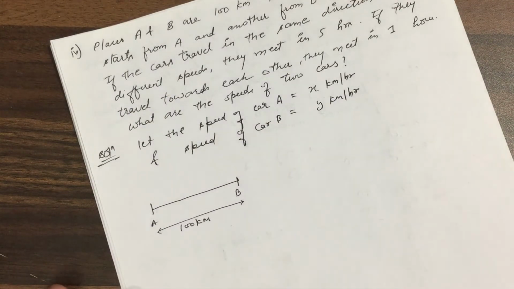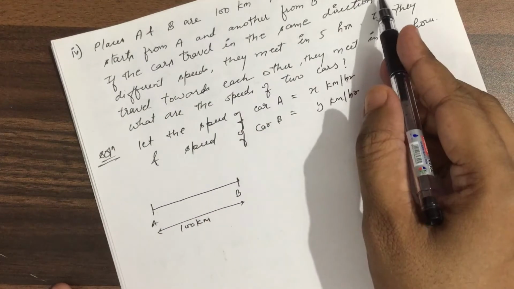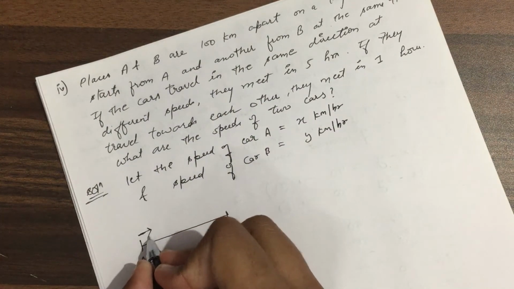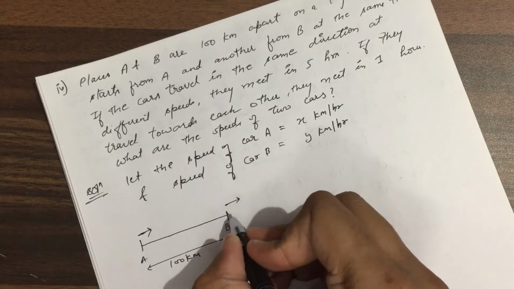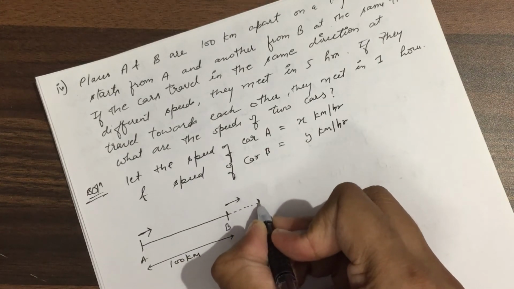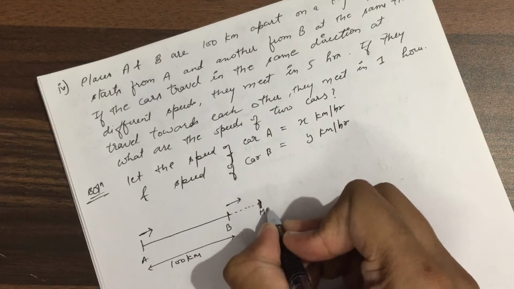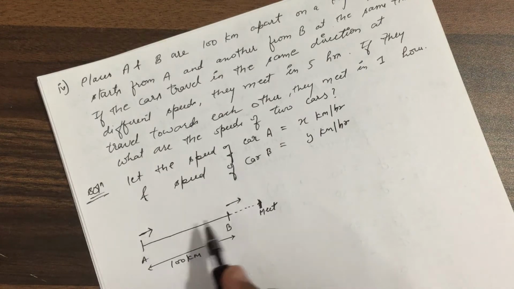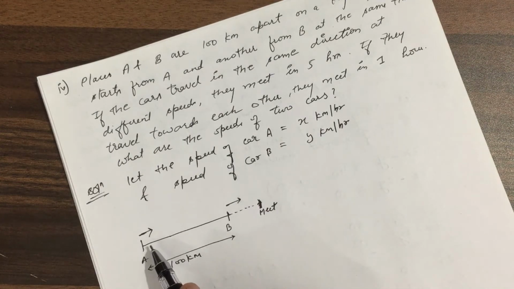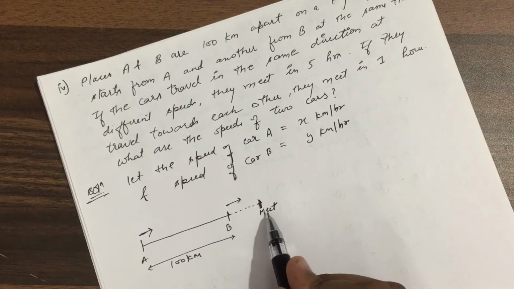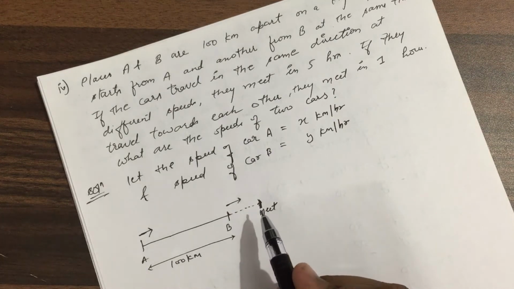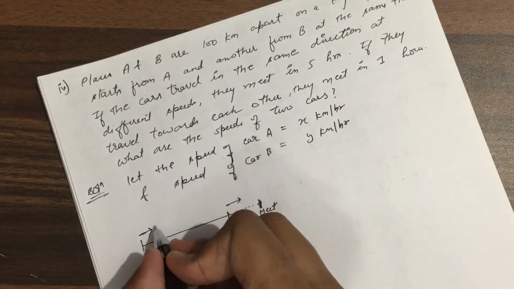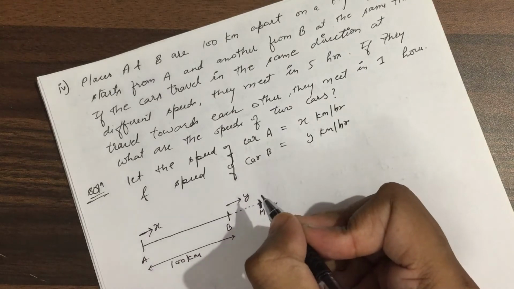Now suppose the cars travel in the same direction. Suppose this car starts in this direction and this one also starts in this direction, and let us say they meet here, at the meeting point. Definitely their speeds will be different. The speed of A will be more than the speed of B so that they can meet. What is given to you? They meet in 5 hours. Speed of car A is x, speed of car B is y.